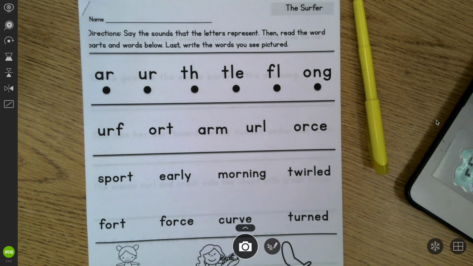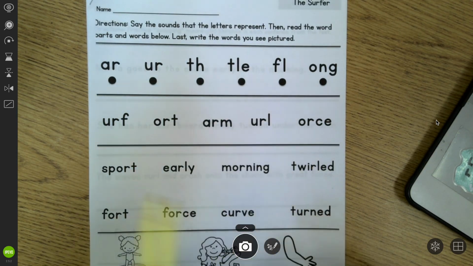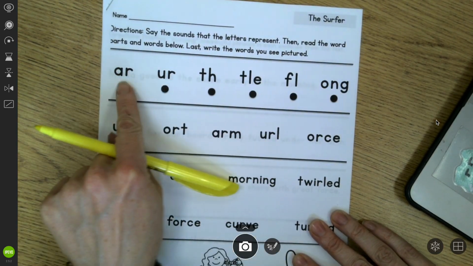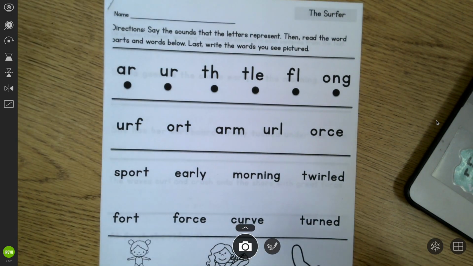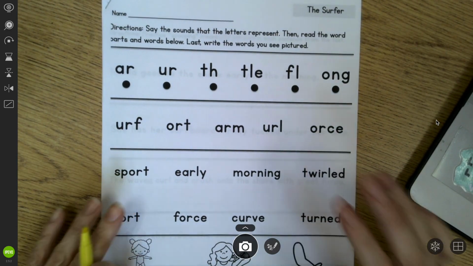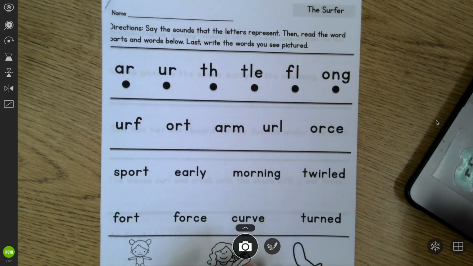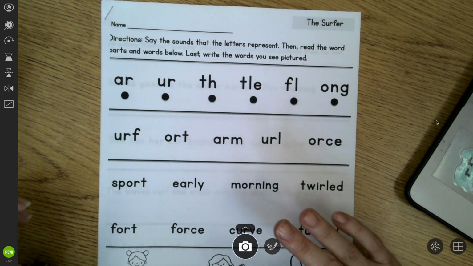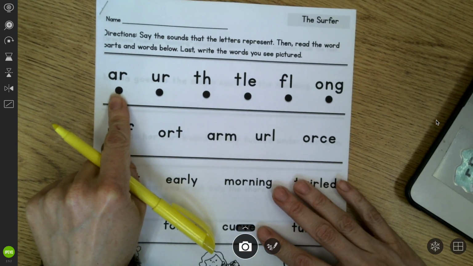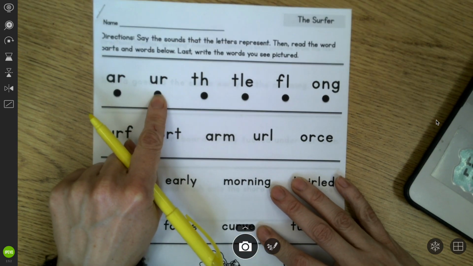Okay. So let's go over these sounds. We're going to say the sounds that the letters represent. Ooh, we're getting into some fun stuff. I'm so proud of you. You are doing so good. And I can't believe we're already here. This is crazy. Okay. A-R, R. U-R. Say it.